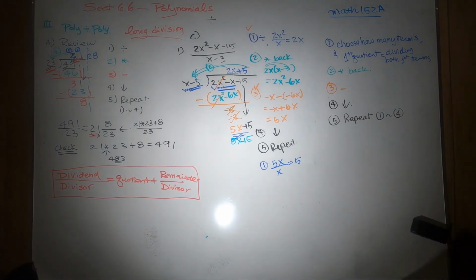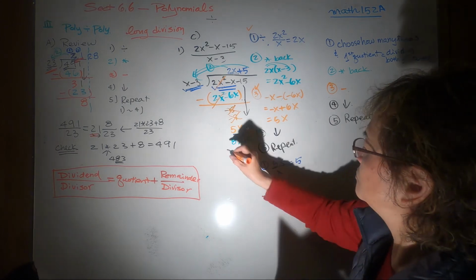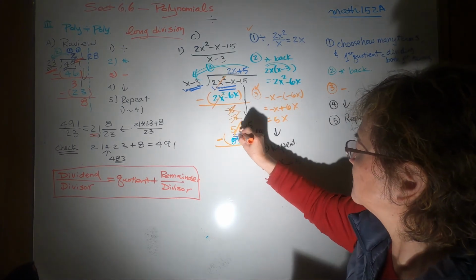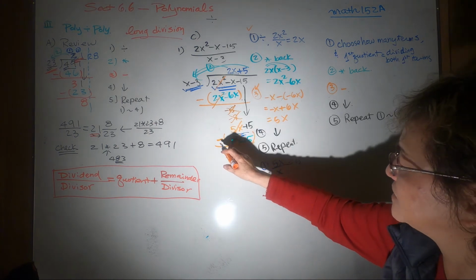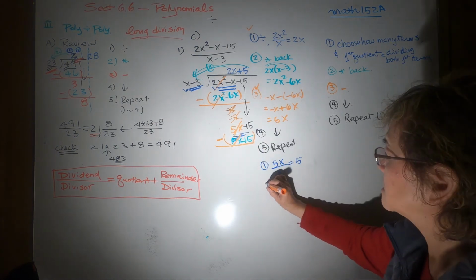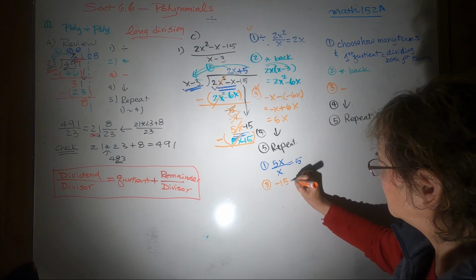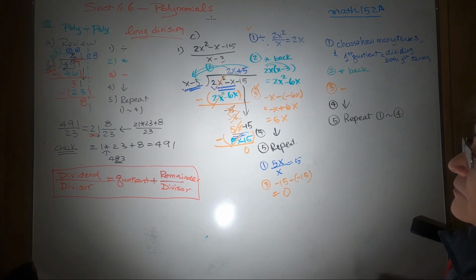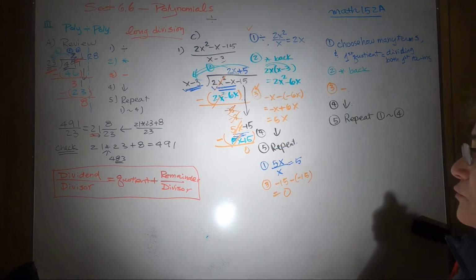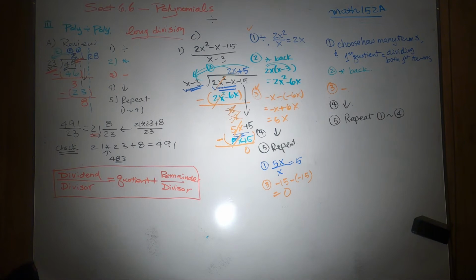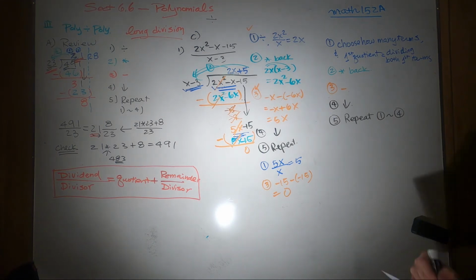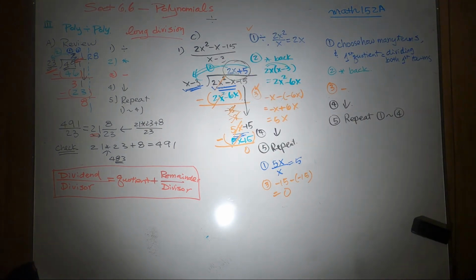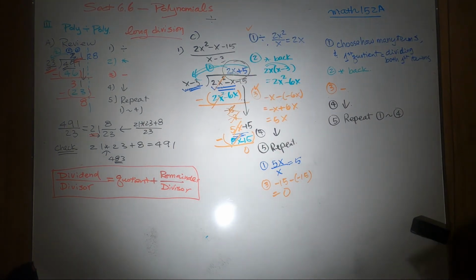And next step, you will subtract them. 5x is gone. How about -15 minus -15? Which will be 0. So if you have 0, you don't have a remainder. Okay. So your quotient would be this guy.